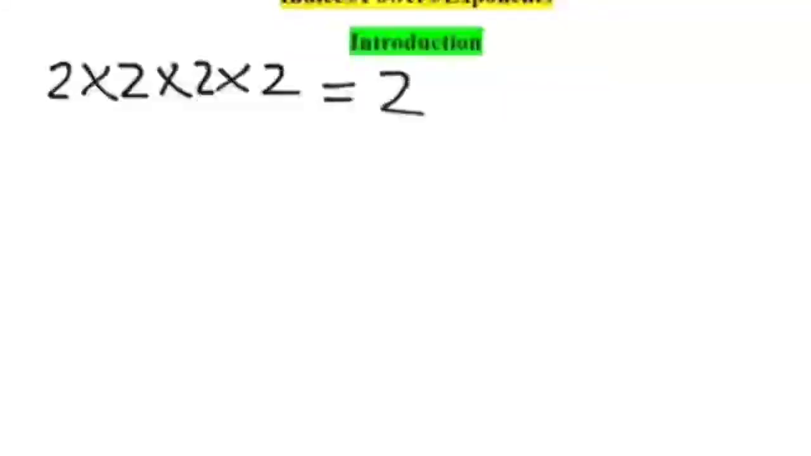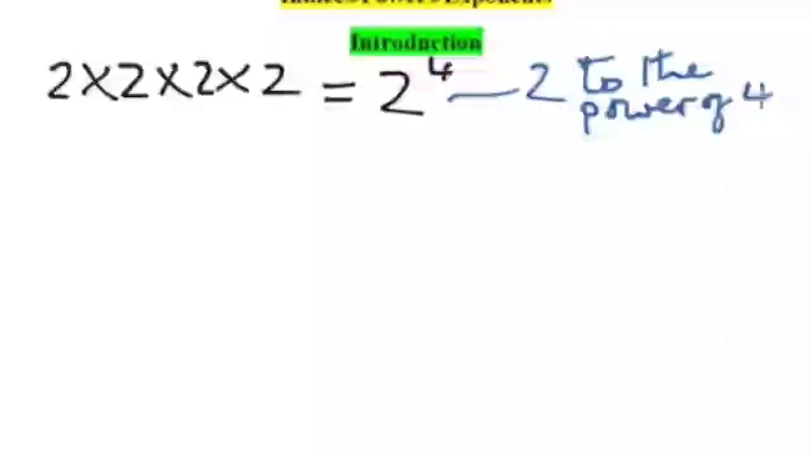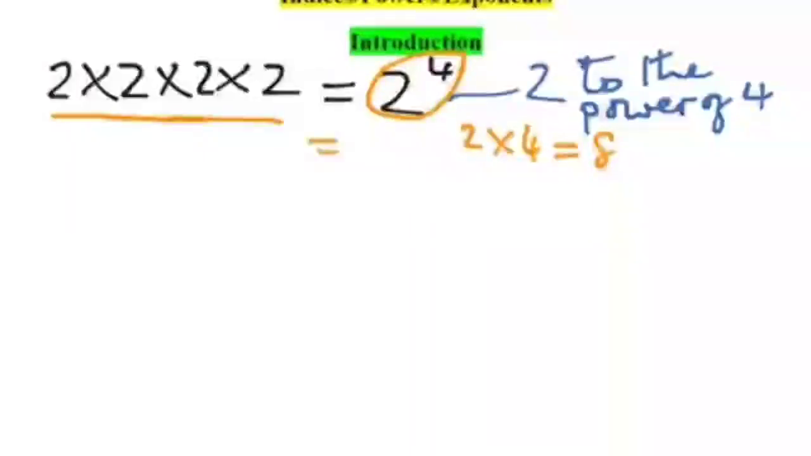Introduction. Let's consider something like 2 times 2 times 2 times 2. We would write this as 2 with a little 4 on the top right hand corner, and we would read this as 2 to the power 4. Don't think it's 2 times 4, which equals 8. 2 times 2 times 2 times 2 equals 16. So there is a difference, and this little 4 is called the exponent or power.